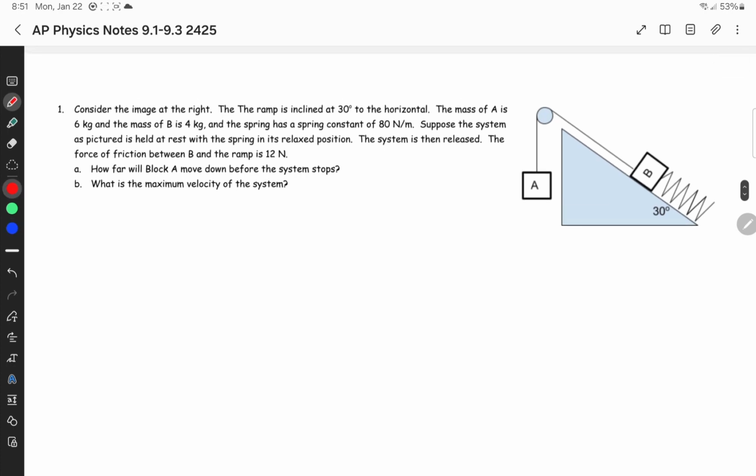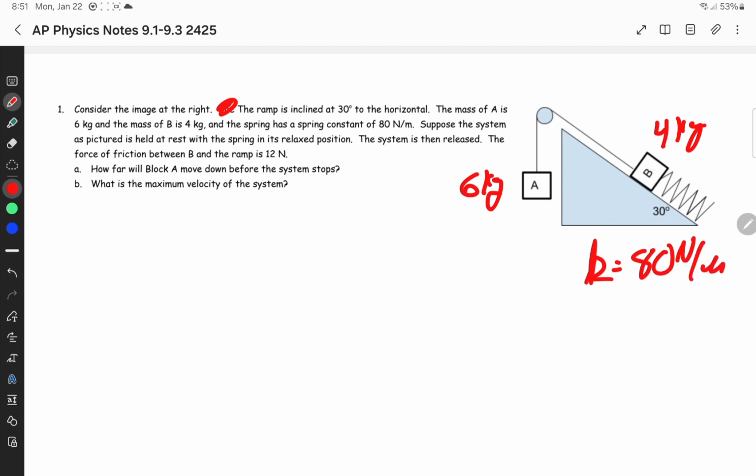So what it tells us is the ramp is inclined at an angle of 30 degrees to the horizontal. The mass of A is 6 kilograms. The mass of B is 4 kilograms. The spring has a constant of 80 newtons per meter. We're going to hold it at rest with the spring in its relaxed position. The system is then released. We've got friction here between block B and the ramp. So let's make a note: our force of friction is 12 newtons.